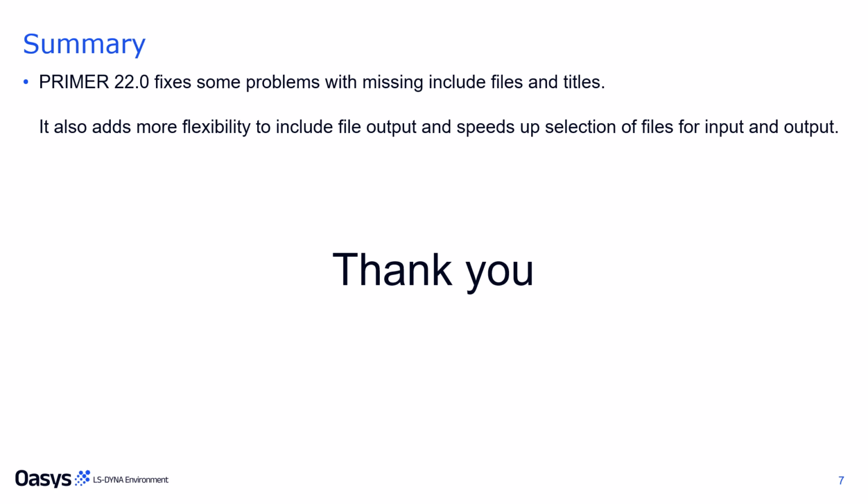Primer 22 fixes some problems with missing include files and titles. It also adds more flexibility to include file output and speeds up selection of files for input and output.